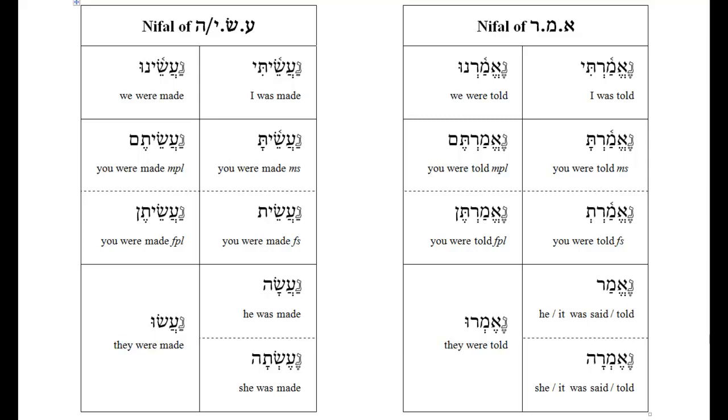And now for a third yod-he verb, asa: naaseti, naaseta, naaset, naasa, ne'esta, naasenu, naasetem, naaseten, naasu.